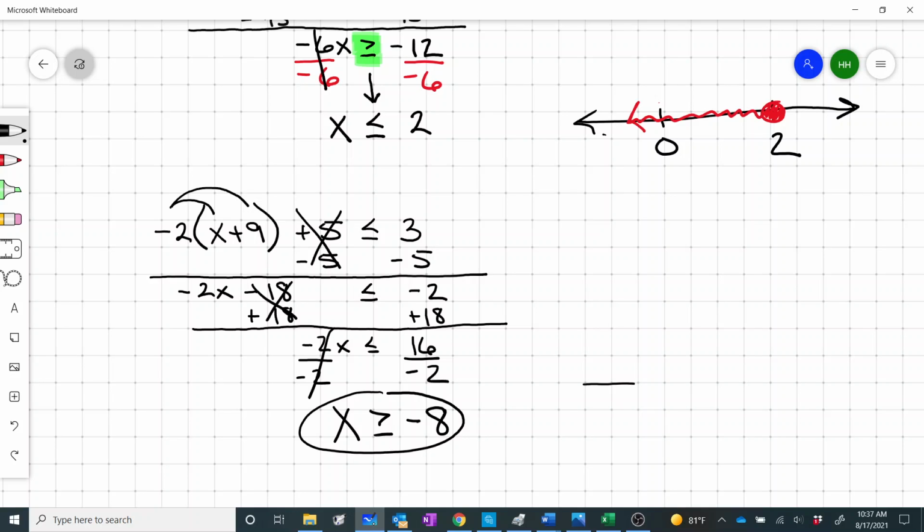The graph on the number line, we put a 0 and we put, actually we're going to make this the negative 8 and this the 0. We are open or closed? Closed. X is greater than or equal to negative 8. So everything greater than or equal to negative 8. It's everything out to the right of it on the number line.